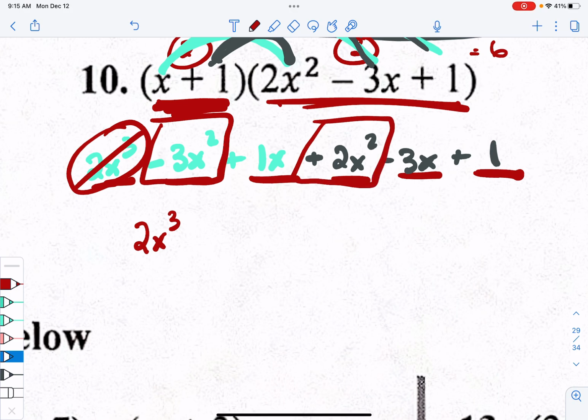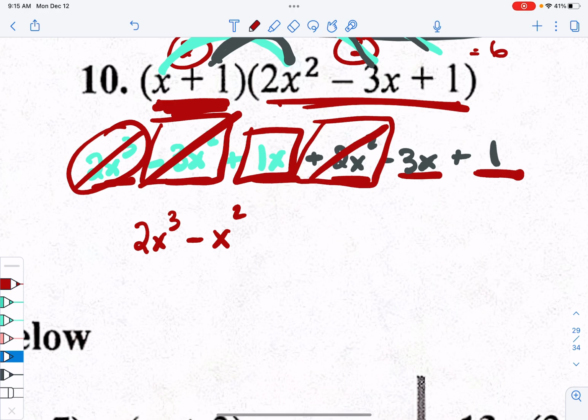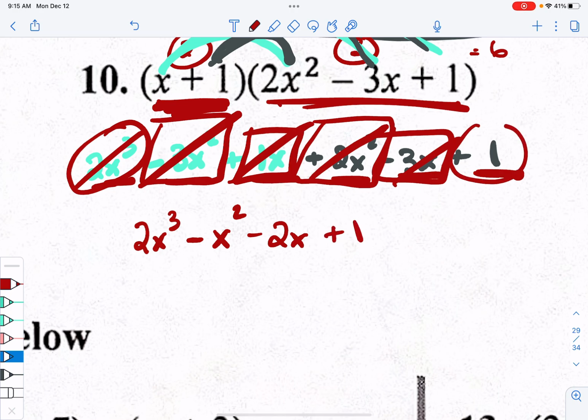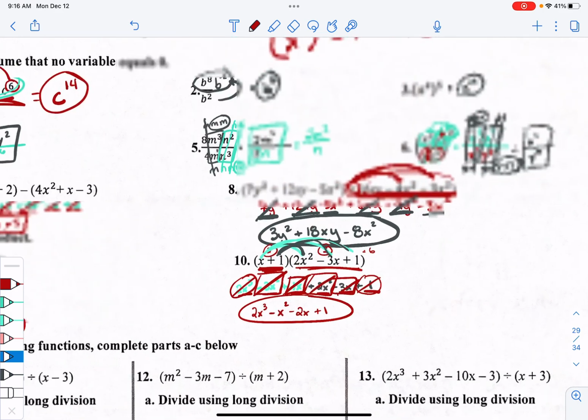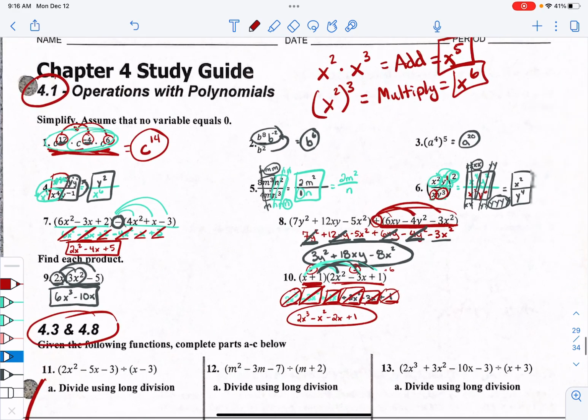Negative 3x and negative 3x squared and positive 2x squared is negative 1x squared, or just negative x squared. He's gone. Then I have plus 1x minus 3x, so that's minus 2x. And then I just have plus 1 on the end. He's by himself. And there is my polynomial after we've multiplied them together. All right, so there's that part. So that was all section 4.1 stuff, okay?